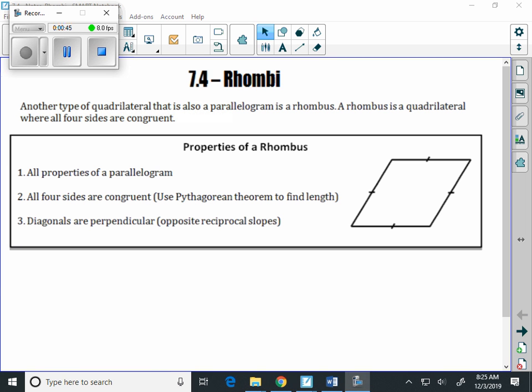And then all four sides are congruent, which means that we're going to have to find the length by using the Pythagorean theorem. And then also, diagonals are perpendicular. We have slopes that are opposite reciprocals. And again, it's the diagonals that I sometimes have a hard time keeping track of. I'm still working on that, and maybe that's true for you as well.